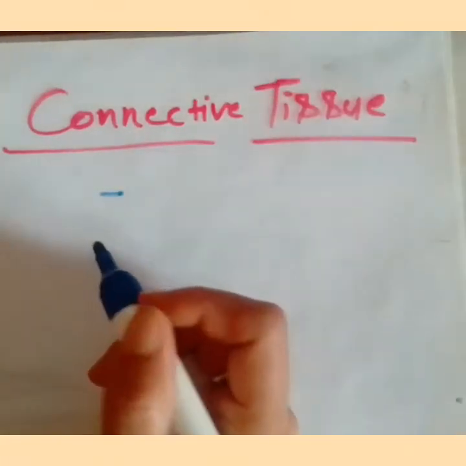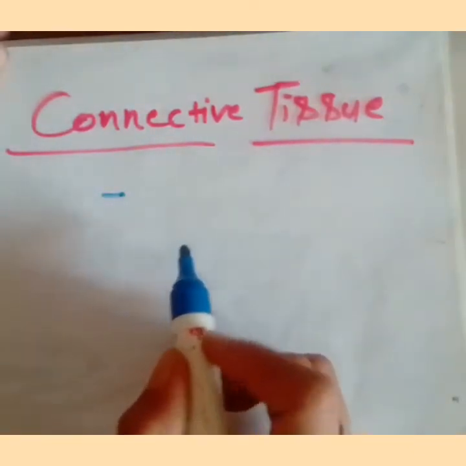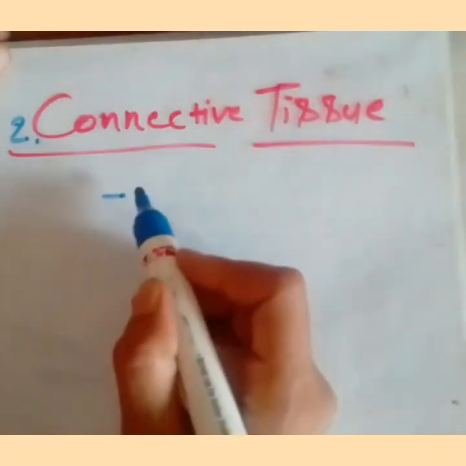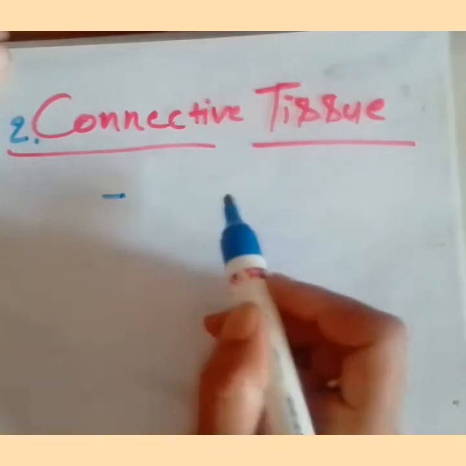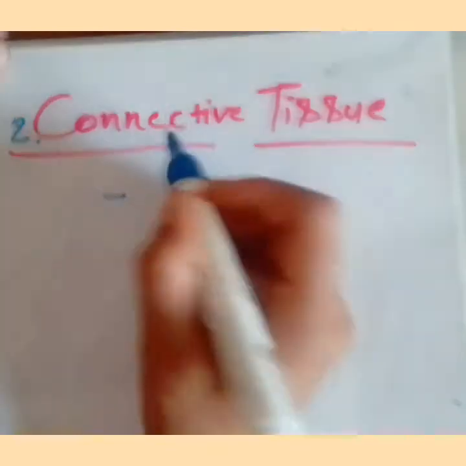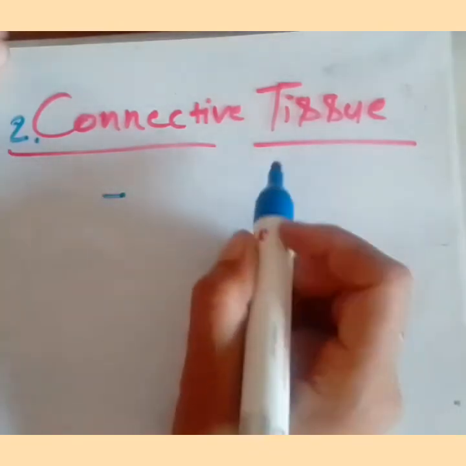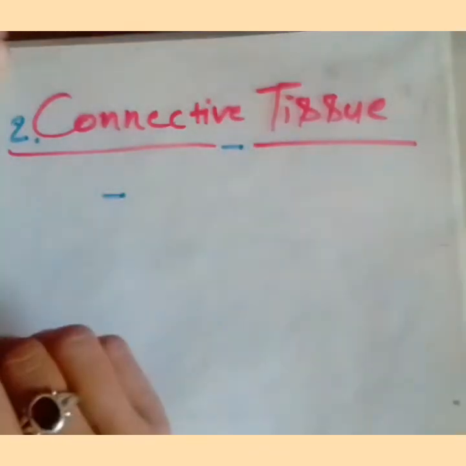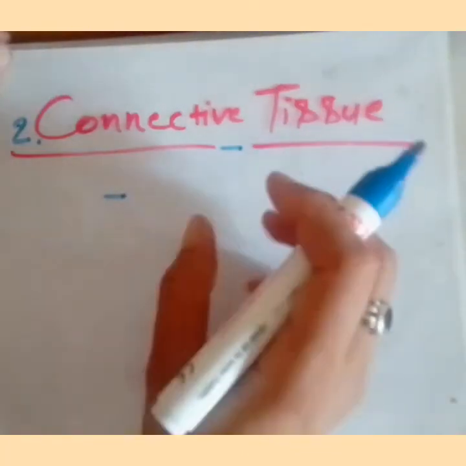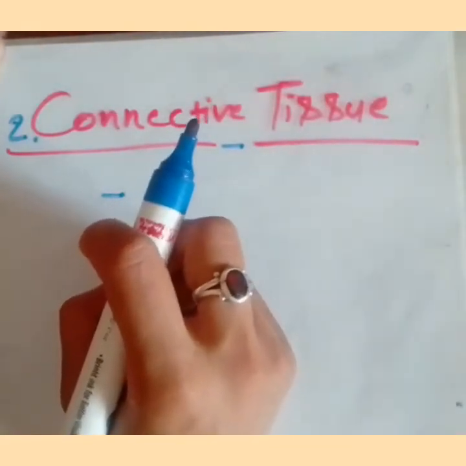Hello students. We have started now connective tissue. We are doing animal tissues and this is the second animal tissue we are going to discuss today. Earlier we have done epithelial tissue and now connective. So as the name indicates, connective, it means it is connected throughout the body. How? We can relate this with its function, as connective tissue is responsible for connecting various parts of the body.